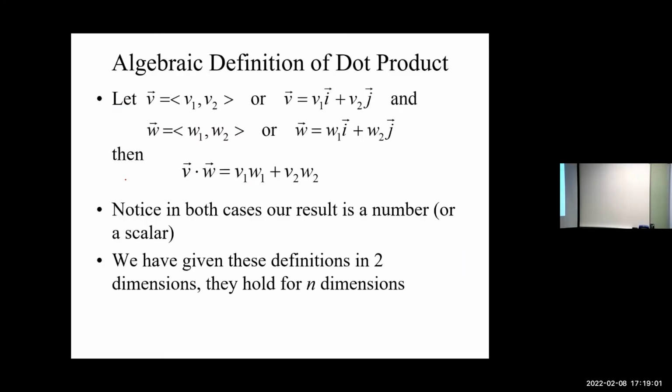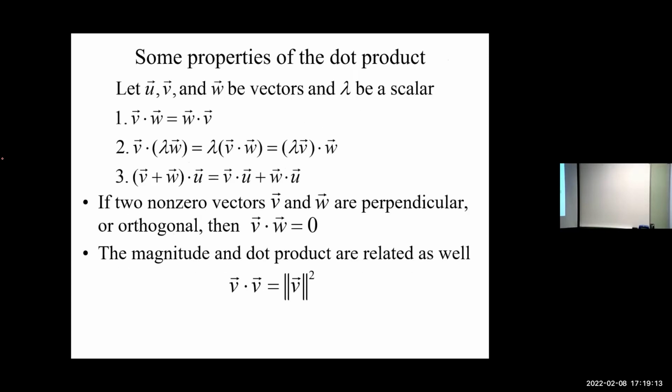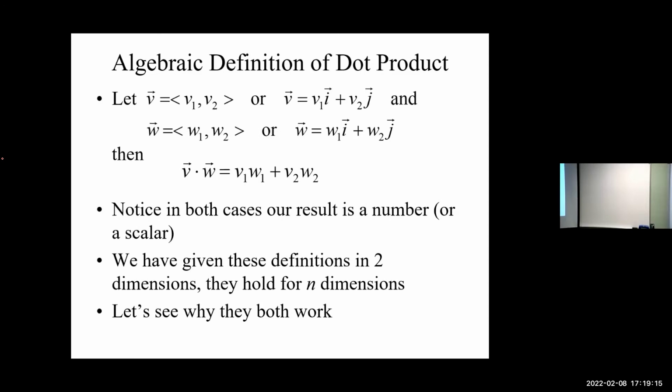So we get a scalar. Again, these definitions hold for n dimensions. Obviously, the geometric doesn't make a lot of sense for any dimension over 3, but the algebraic definition would still work. We're not going to show that they're equal, but what you do to show that they're equal is you use basically law of cosines to show that these two versions of the definition are equal to each other.